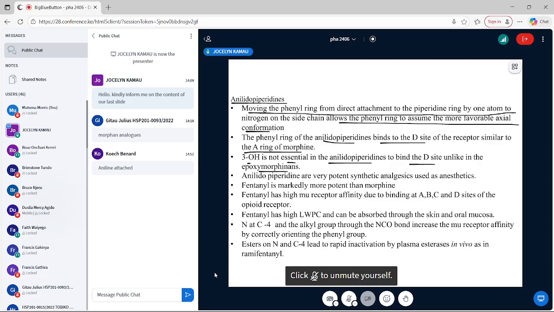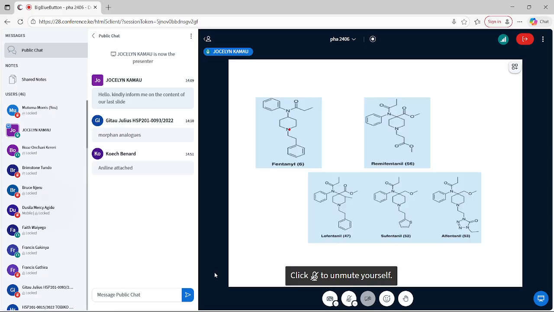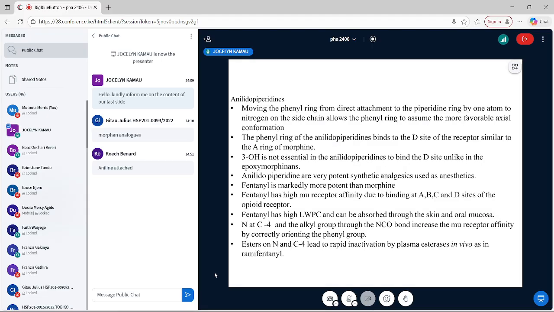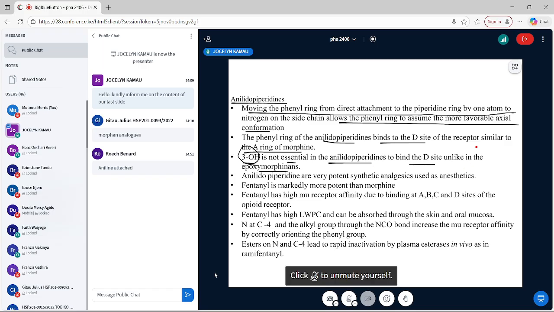And indeed, when we look at these drugs, kindly look at the structures. None has a hydroxyl group on the phenyl ring. So unlike all the others, morphine and analogs, the morphinans, the benzomorphans, in this particular class of drugs you do not require the 3-hydroxyl group. Even for anilidopiperidines, remember we have said there is flexibility. So that ring is changing, and therefore the hydroxyl group might not be positioned where it is supposed to interact, because there is flexibility.